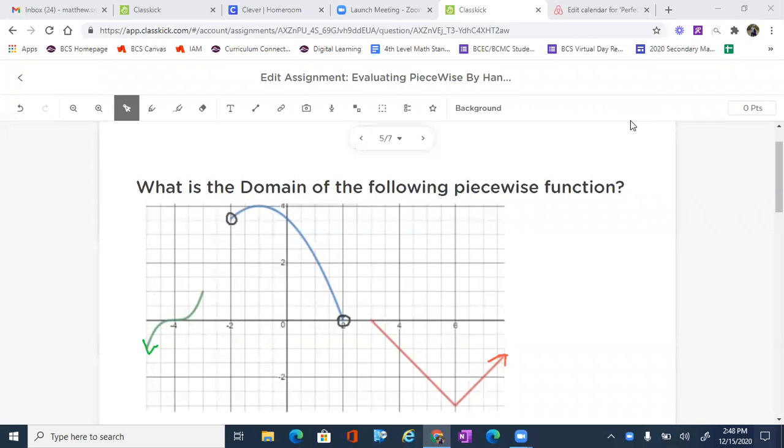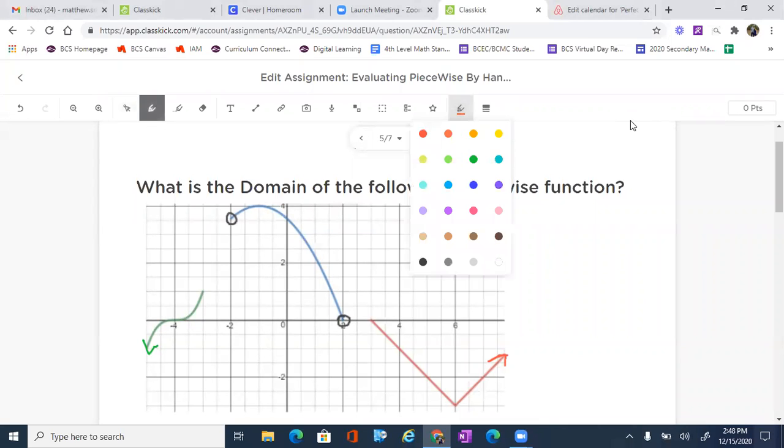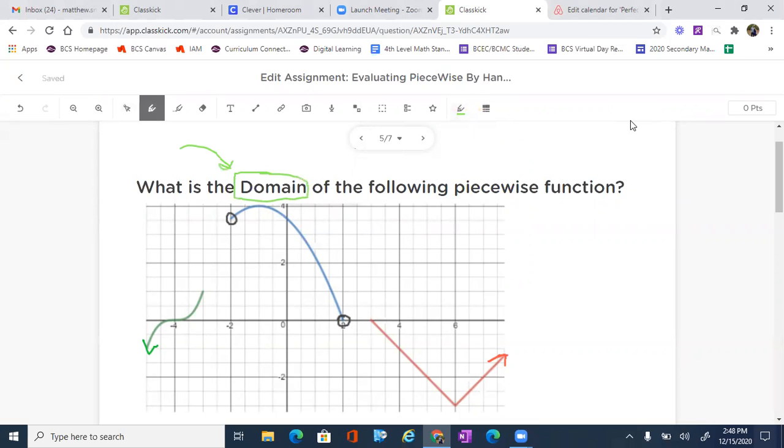All right, let's go ahead and talk about domain of a piecewise function. Now, the first thing we have to understand is that the domain right here is just simply saying, what are the x values? So what are the x values that create the graph? And we can identify this just by simply tracing the graph.